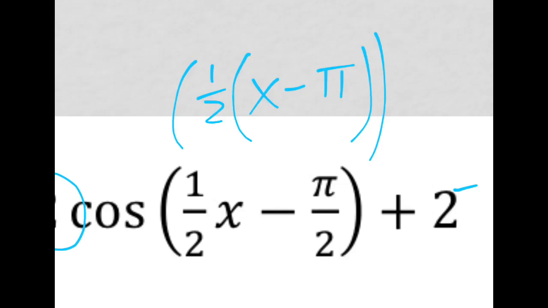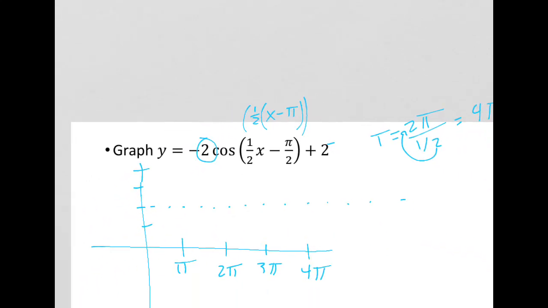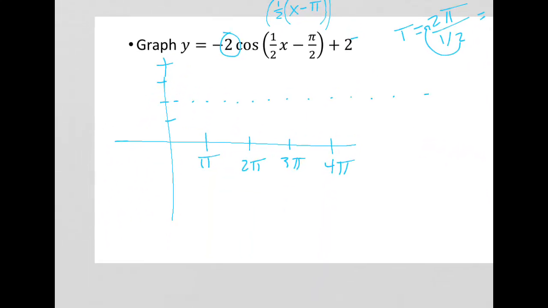What were we talking about? Oh yeah, we factored it and we figured out that our phase shift is to the right by pi. Okay, so I know that my starting point is going to be lined up with pi. I'm dealing with a cosine function. Cosine normally starts at positive 1, but it's a negative 2 in front, so I'm going to start at negative 2, but I'm shifted up 2, so I'm going to start at 0. Wow, that was a lot.